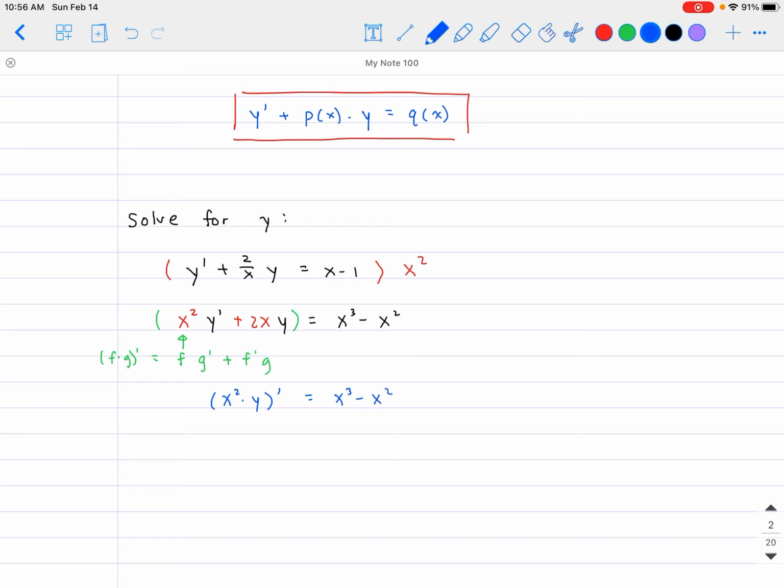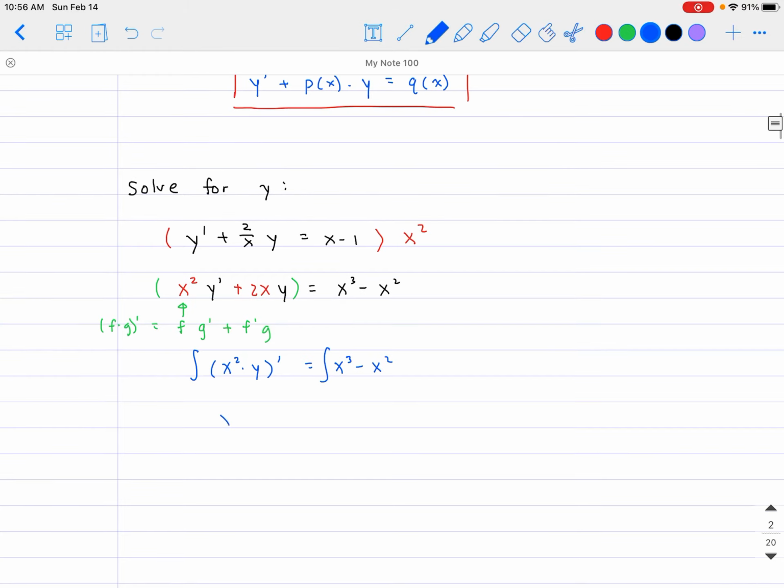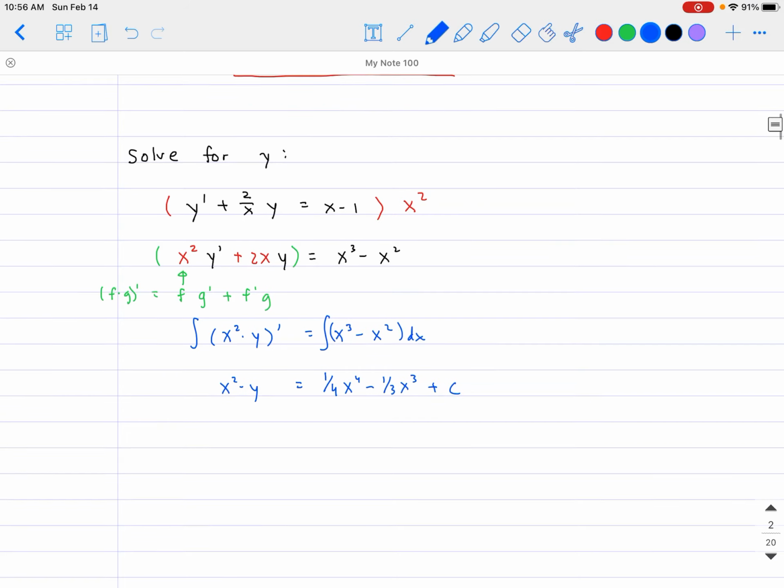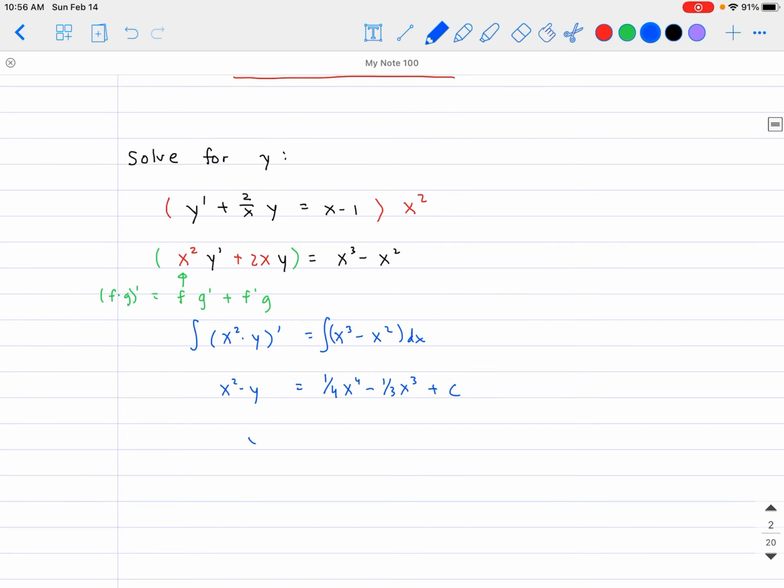Now, in order to get rid of that prime, we take the antiderivative of both sides. So we get x squared multiplied by y, because the derivative and the integral cancel each other out. On the right-hand side, you end up with, sorry, not 1/3, it's going to be 1/4 x to the 4th minus 1/3 x to the 3rd, plus some constant c. Since I'm trying to solve for y, we divide both sides by the thing that's in the way. So my final answer is 1/4 x squared minus 1/3 x plus c divided by x squared.